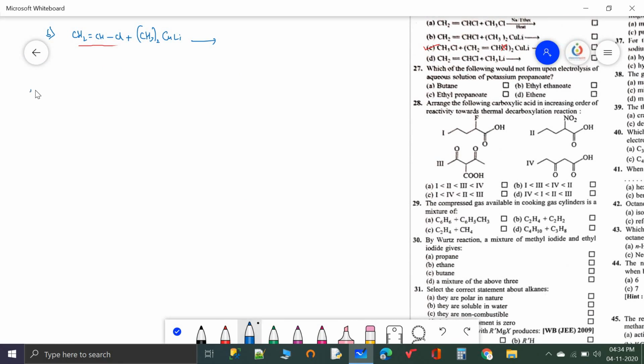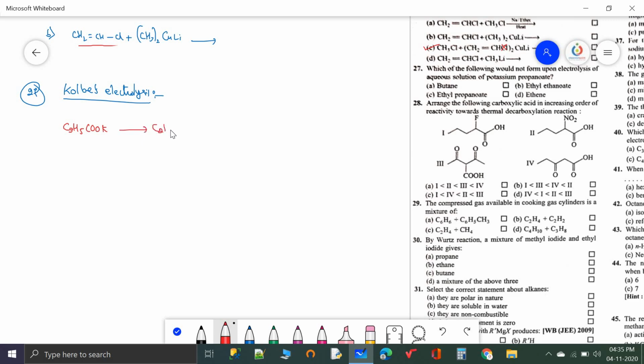Now let us see question number 27. In question number 27, which of the following would not form upon electrolysis of aqueous solution of potassium propionate? In this potassium propionate, electrolysis means it is a Kolbe reaction. So we shall discuss certain things about the Kolbe electrolysis. That time we did not discuss the mechanism. So in this Kolbe electrolysis process, they had given potassium propionate, C2H5COOK.